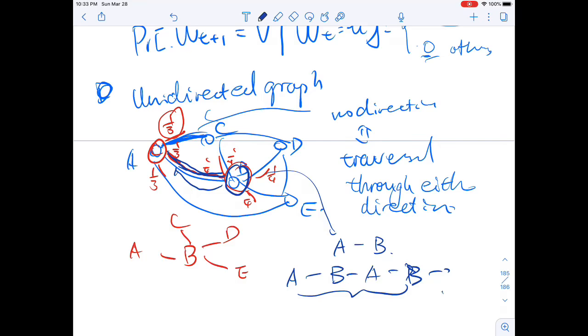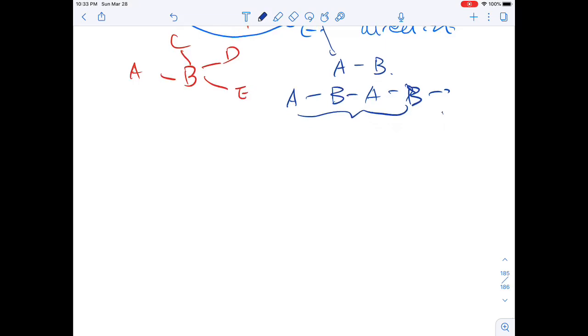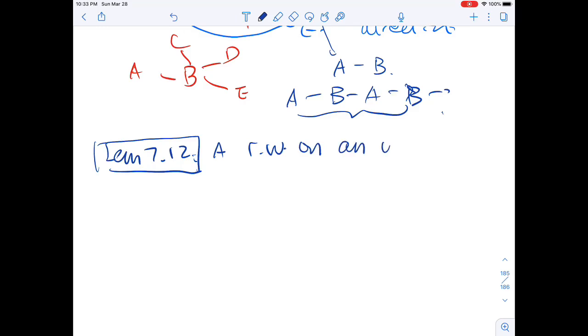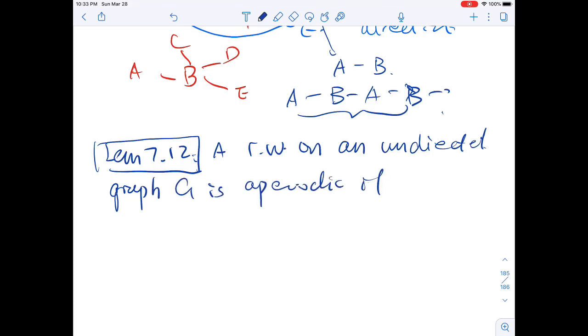Now let's start with the first result here, which is Lemma 7.12. This is something that we are not going to prove, but you can look at the textbook because it's pretty straightforward. A random walk on an undirected graph G is aperiodic if and only if G is not bipartite.